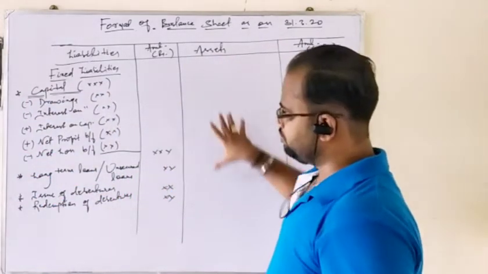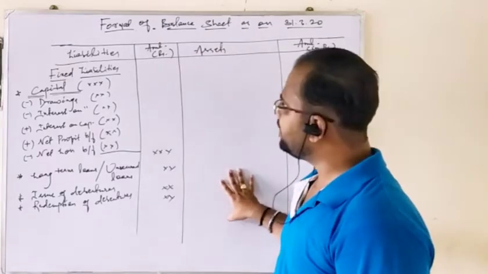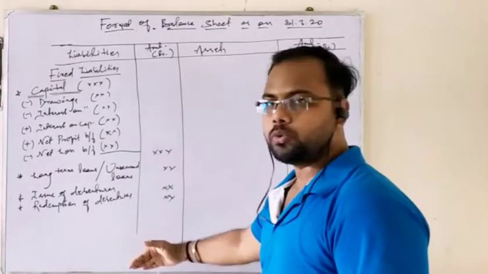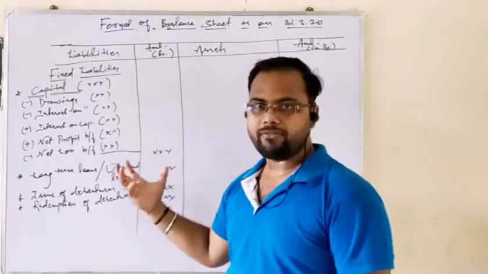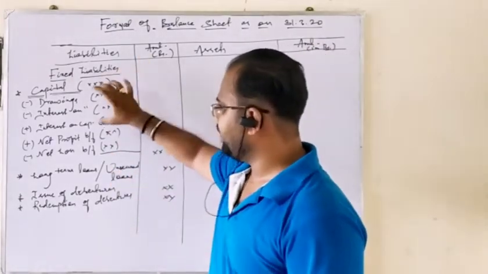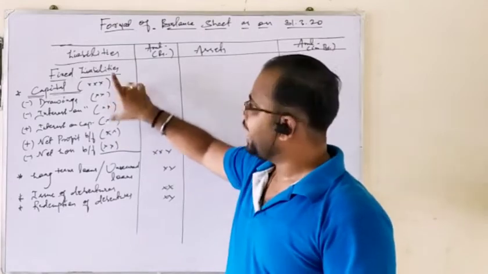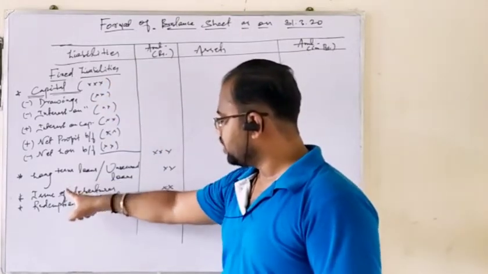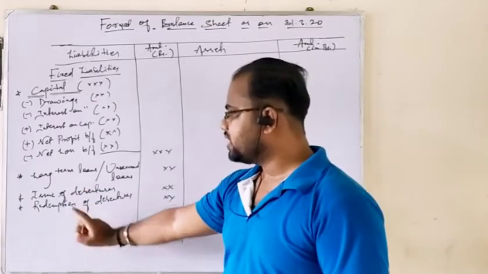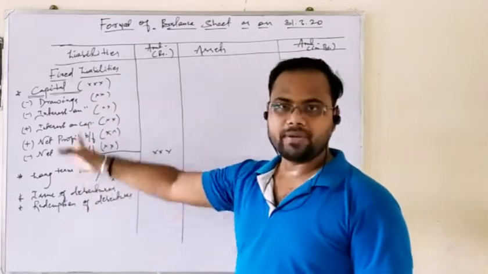Okay, because of this space we could not complete the balance sheet here. I will continue it by erasing it. So before I rub it, please have a careful watch. This is capital. These are the adjustments regarding capital, and I am discussing the fixed liabilities. So here it is long-term loans, issue of debentures, redemption of debentures. These are all the fixed liabilities.